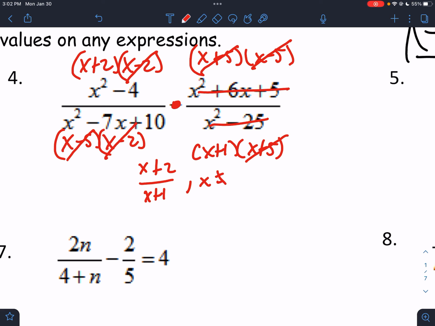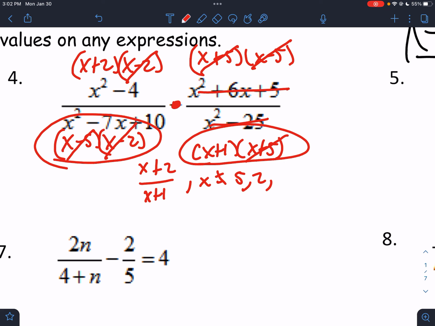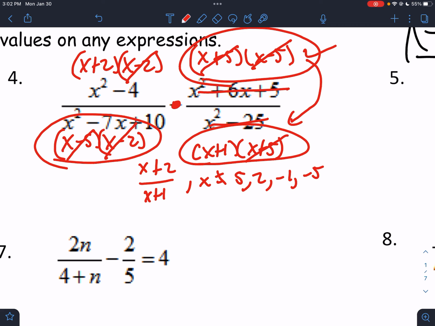So x cannot equal, let's start over here, 5 or 2. How about here? -1 or -5. How about up here? We already have those, they are 5 and -5. Why did I have to check up here? Well, this was once a denominator.